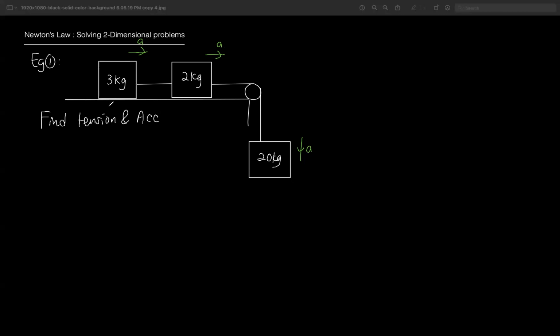Now we look at the tension. If you remember in the last lesson, I said that the tension is the same for the same string. Different strings have different tension. How many strings do we have here? We have one from here, running over the pulley, connected to the 20 kilogram, right? And then we have a second string between the 3 kg and the 2 kg. So we have two strings here, two different tensions.